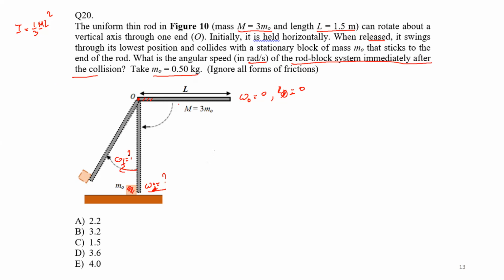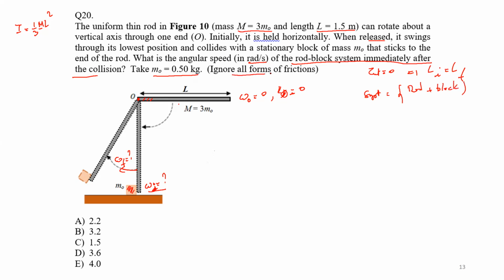Okay, but it's a rotating object, so I will not have conservation of linear momentum. I will have conservation of angular momentum. Net torque is equal to 0. I have conservation of angular momentum: initial angular momentum is equal to final angular momentum. I have to first define what is my system. The system, of course, is rod plus block.